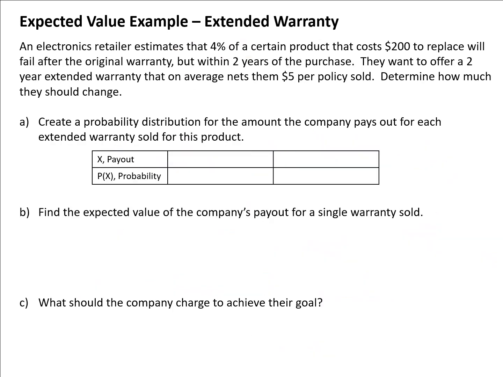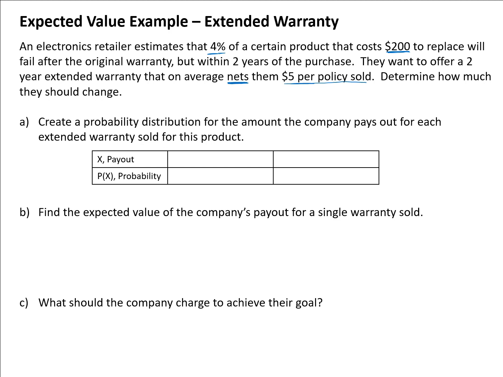Another example involving insurance: extended warranties. An electronics retailer estimates that 4% of a certain product that costs $200 to replace will fail after the original warranty, but within 2 years of purchase. They want to offer a 2-year extended warranty that on average nets them $5 per policy sold. And I'm saying nets, so that's what they want to keep. Determine how much they should charge.